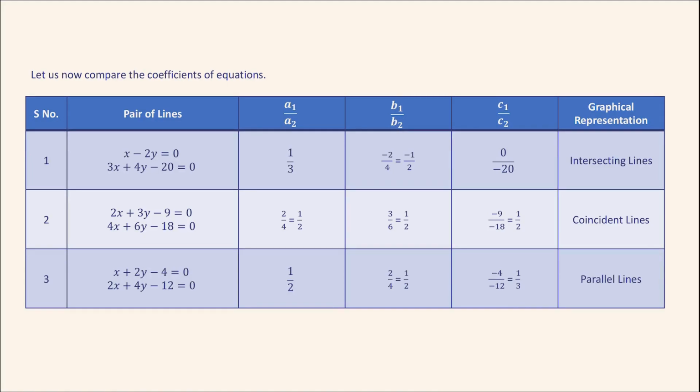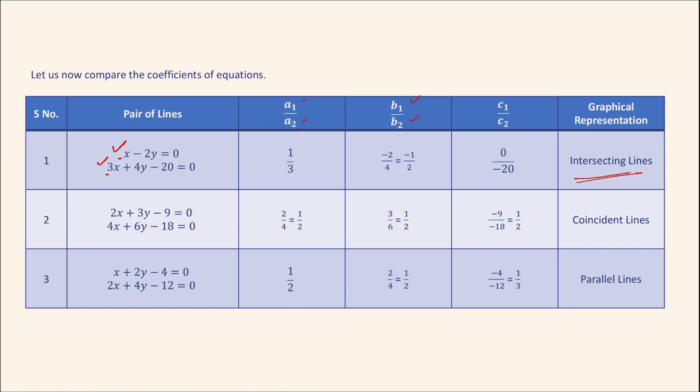Now, if we see, I've made a table of all the three examples that we took. If we see the first pair of lines, x minus 2y is equal to 0 and 3x plus 4y minus 20 is equal to 0. They were intersecting lines. We saw that in the graph. Now, if you look at the coefficients here, say a1 and a2. What is a1? a1 is the coefficient multiplied with x and a2 is this one, 3. So 1 upon 3, right? If we look at b1 upon b2, then we get minus 2 upon 4 is equal to minus 1 upon 2, right? And if we see c1 upon c2, which is 0 upon minus 20.